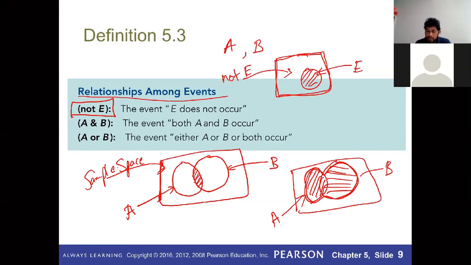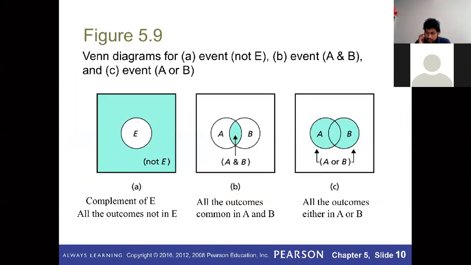This is exactly what I mentioned last time. This is the not E. This is the A and B intersection. This is A or B, both events.